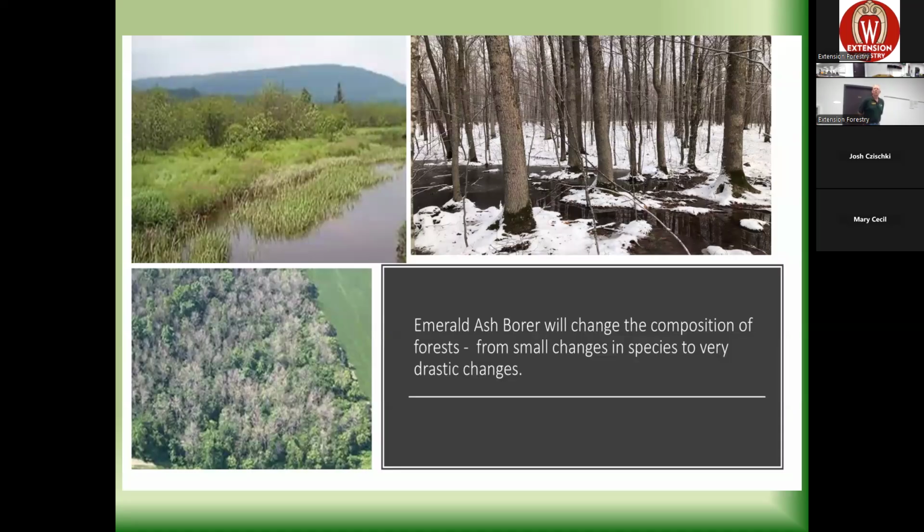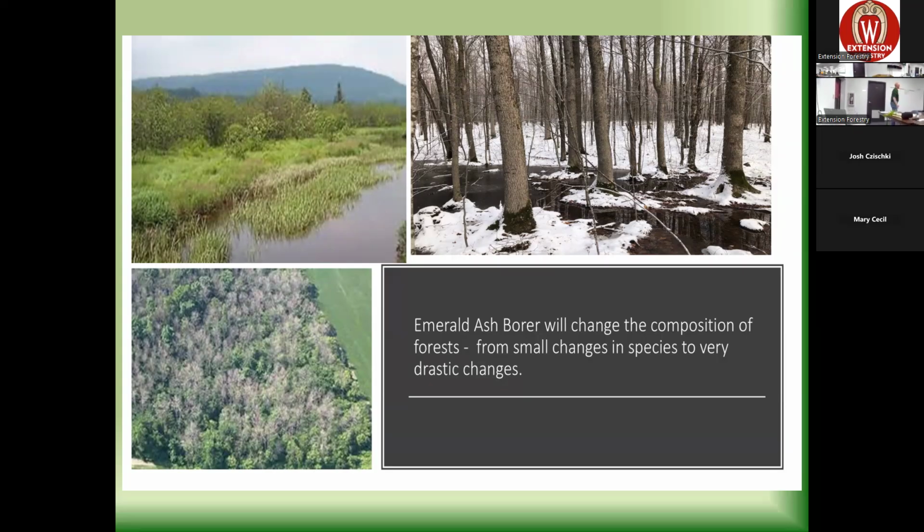So, emerald ash borer is going to change the composition of our forests from really major changes to relatively minor changes in composition. If you have a forest that's only got 1% ash in it, losing the ash tree isn't going to be the end of your forest. But if you have a stand like this that I showed you earlier, swamp hardwoods, that's 98% black ash, the emerald ash borer is going to change that landscape dramatically.